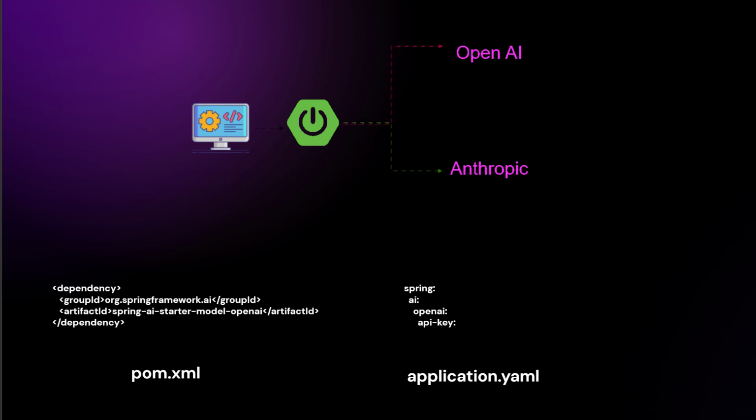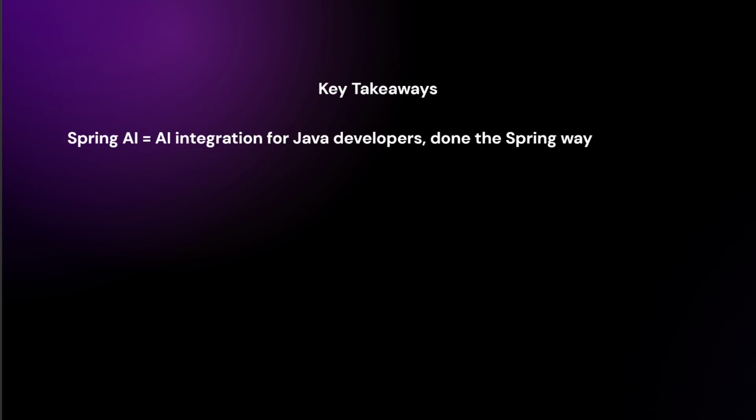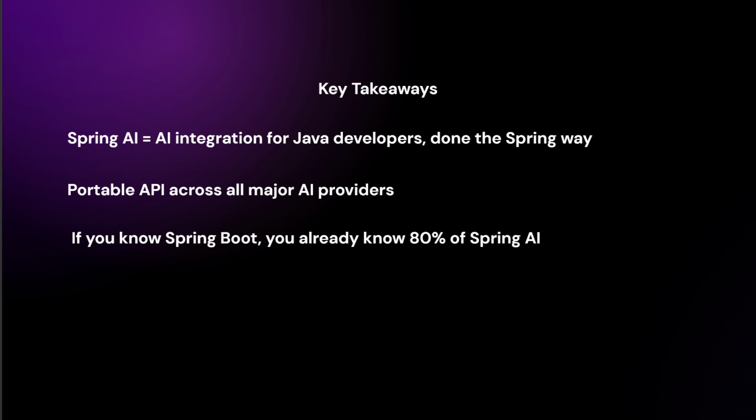So let's recap what we have covered. One, Spring AI is integration for Java developers, done the Spring way. It is not a hack or a wrapper. It is an official Spring project and it has first-class support. Two, it's portable across providers. You can swap the models by changing a single line of configuration, and that's a huge deal for any enterprise team. Third, you already know Spring Boot. You already know about 80% of what you will be using in Spring AI. The learning curve is minimal because you'll use the same patterns, same conventions, and the same auto configuration that you are already comfortable with.